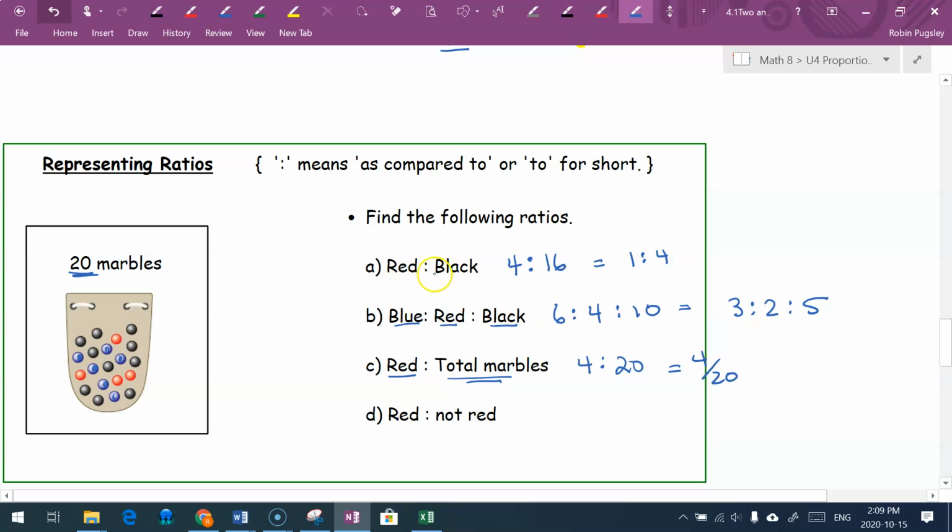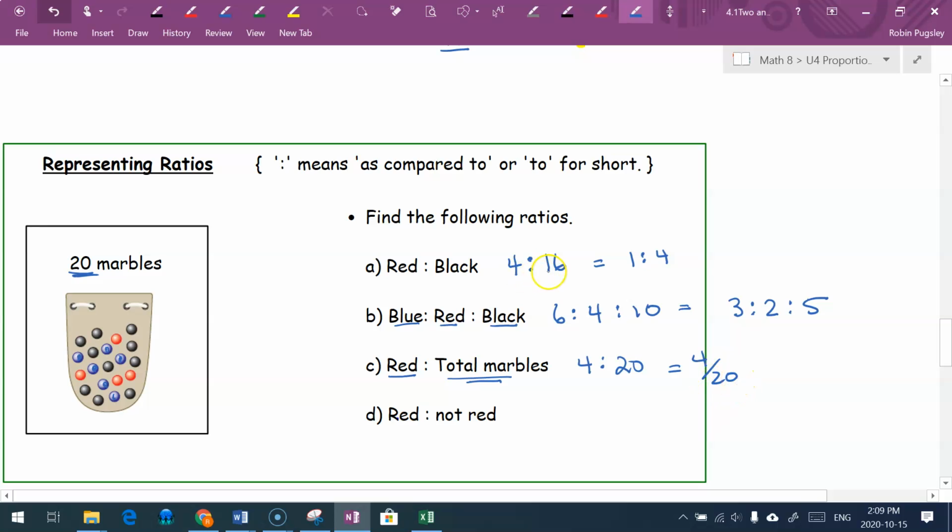Red as compared to black in the first question, the 4 represents part of the group, the 16 represents part of the group. You cannot write this as a fraction. You could not write 4 over 16. You could not write 1 over 4. It wouldn't make sense because in a fraction, the bottom number means out of the total, right?